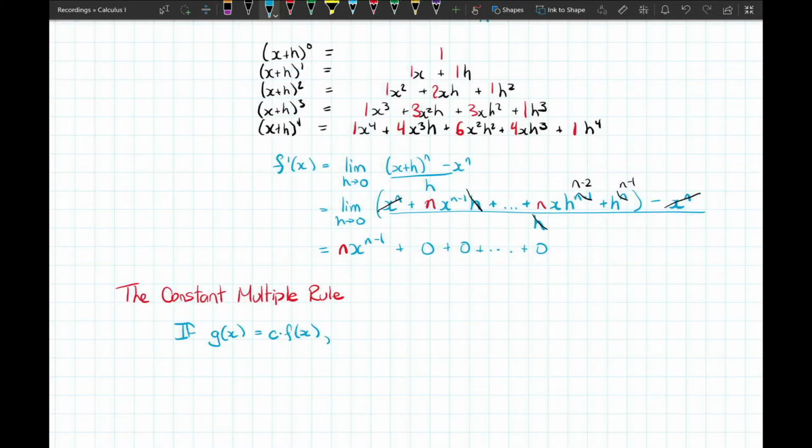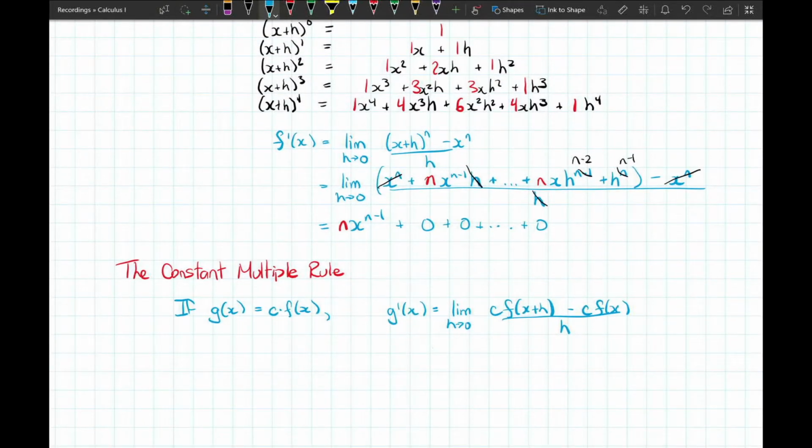Let's suppose we have a function g of x, which is just a constant multiple of some other function f of x. Then using the limit definition, g prime of x would just be equal to the limit as h goes to 0 of g of x plus h, but g of x plus h is simply c times f of x plus h, minus g of x, which is c times f of x, all divided by h. But you can see that there's a nice common factor of c across the numerator.